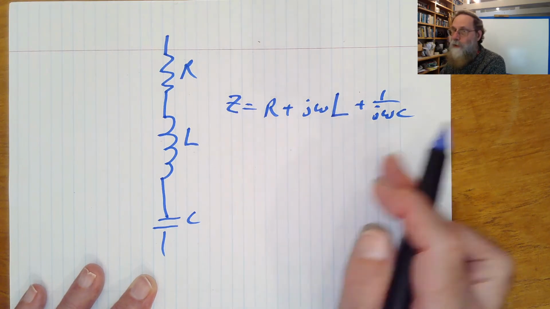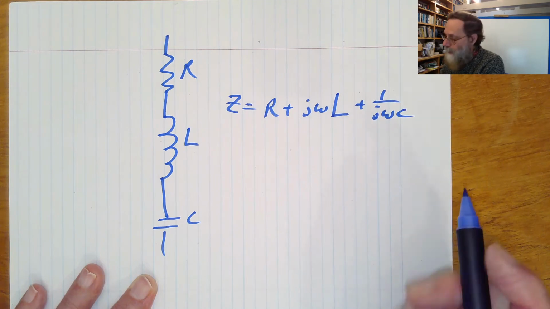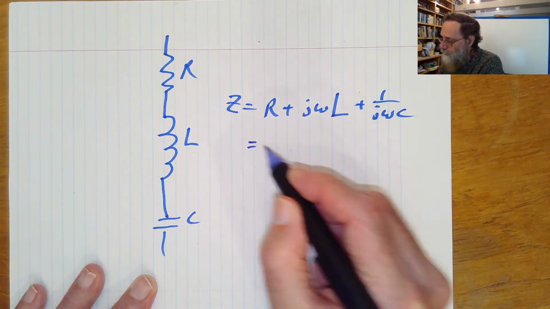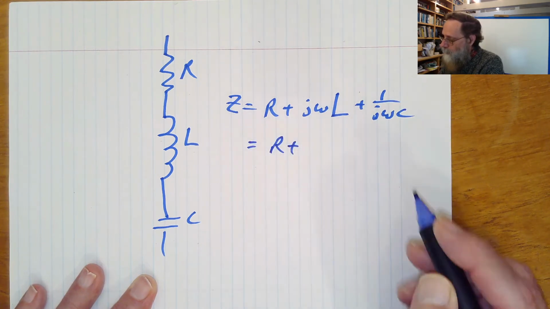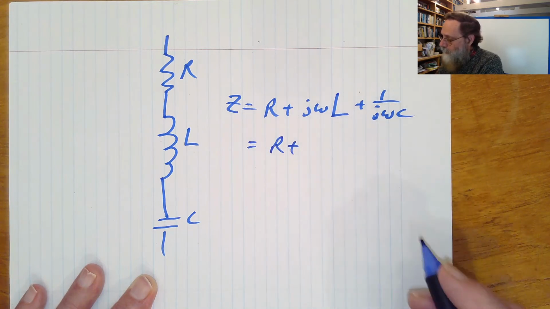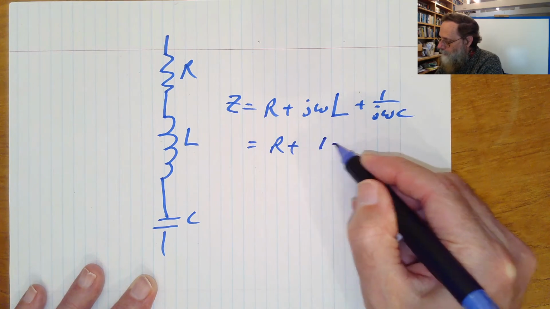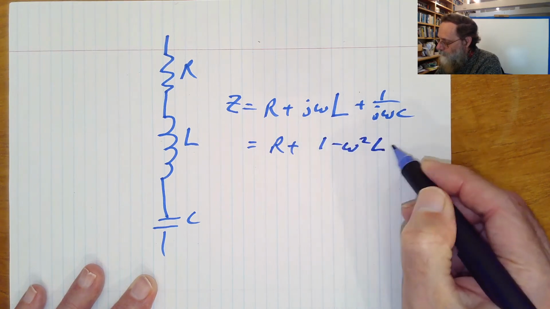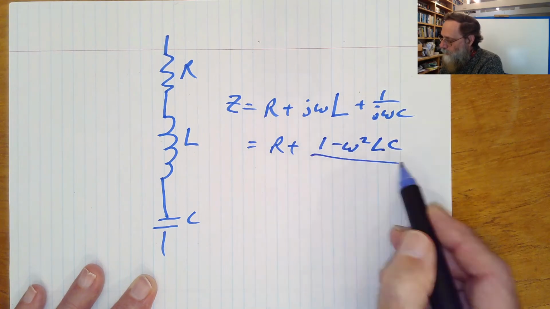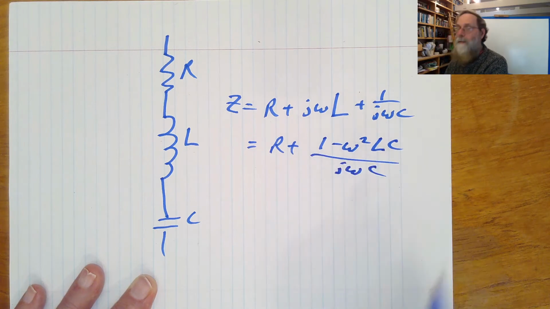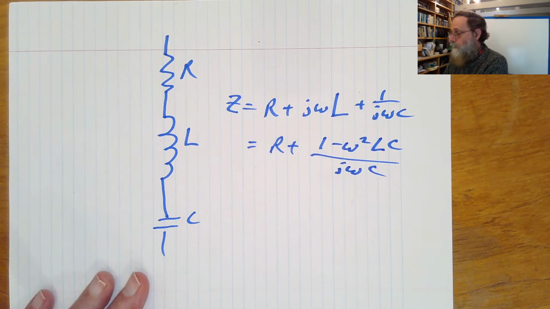So it's useful to group the imaginary parts together to write the impedance as R plus, getting this over a common denominator, 1 minus omega squared LC over j omega C. And this shows us a few things.